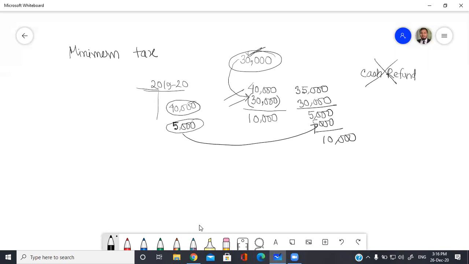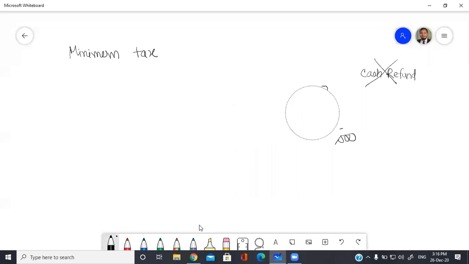Okay, so I'll provide you another example of how minimum tax is calculated. That is the way I would like to give you an example from the text. If you have the text, you can also follow from the ICAB text, page 240.